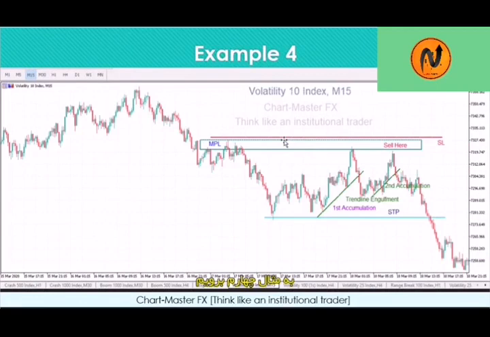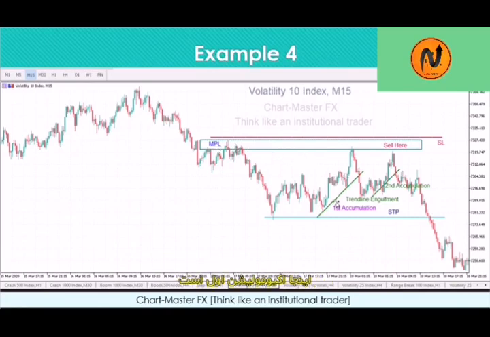Let's go to example number 4. In example number 4 here we are on volatility 10 index M15. So, guys, the first thing that you need to look for is an MPL. Do we have a significant MPL or any other decision points that are valid? In this case we had an MPL here.